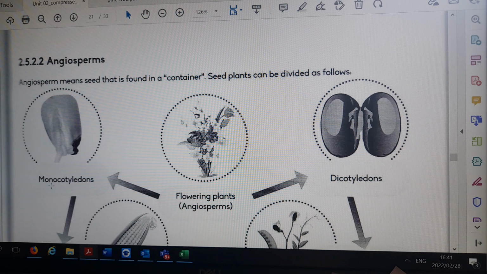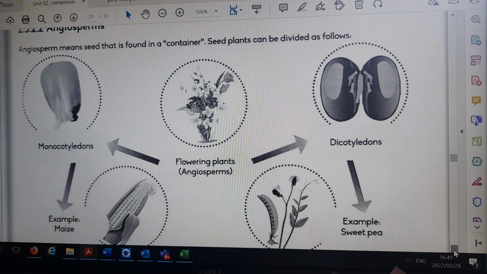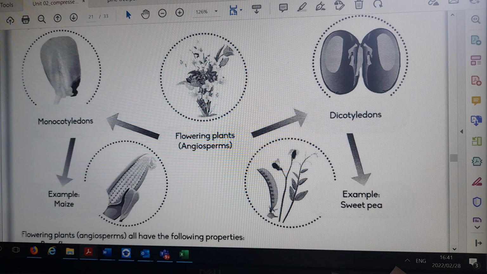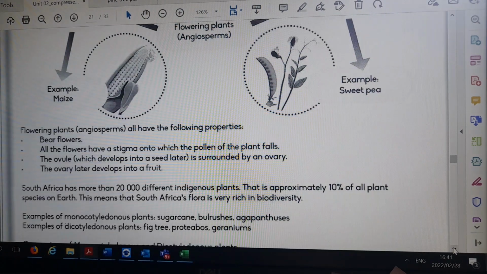So we have monocotyledons and dicotyledons. Two different types of seeds, and we get all of this from the flowering plants, which are angiosperms. The cone-bearing plants are gymnosperms, and these ones are flowering plants, angiosperms. We have monocotyledons and dicotyledons. For example, a monocotyledon is maize, and an example of a dicotyledon is a sweet pea. All right, let's get to the explanation.